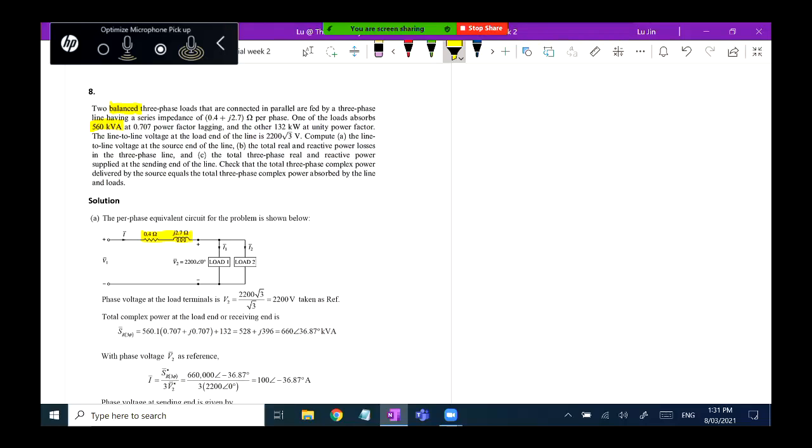The line-to-line voltage at the load end of the line is 2200 by square root 3 volts. So please compute (a) the line-to-line voltage at the source end of the line.